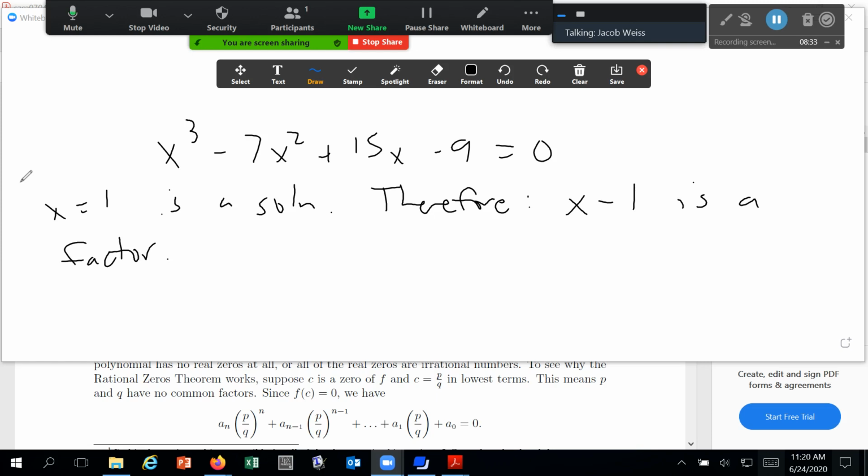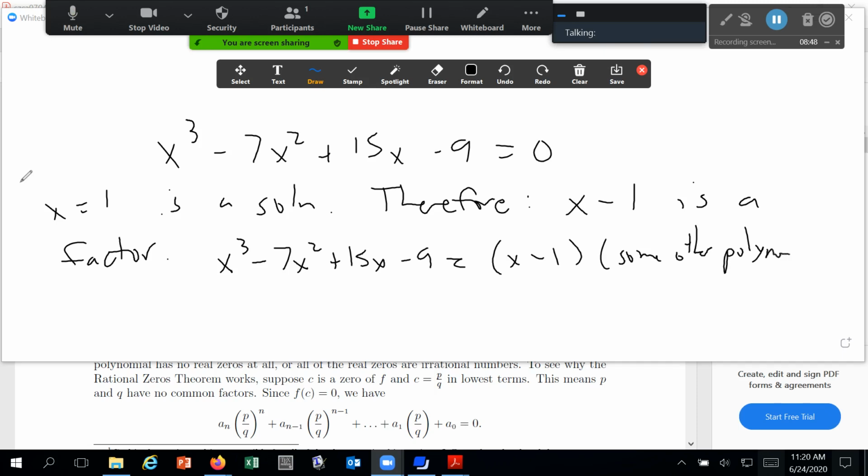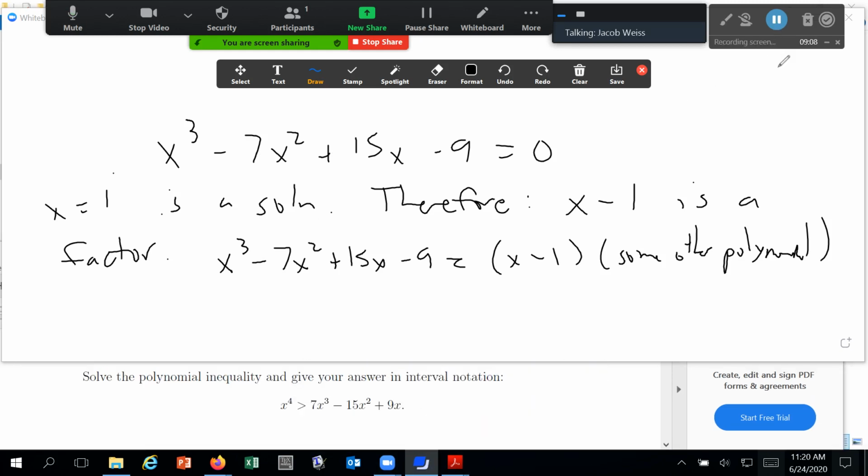So that means that we can take our original polynomial and we can write it as x minus 1 times some other polynomial. So what we want to do then is find this other polynomial. And if you notice, this is going to go back to, a few minutes ago, helping us solve that inequality. So let me bring that inequality back up. All right, so there it is.